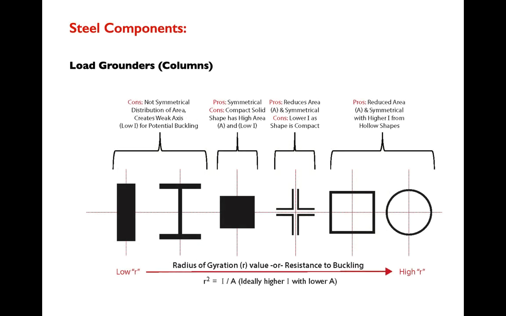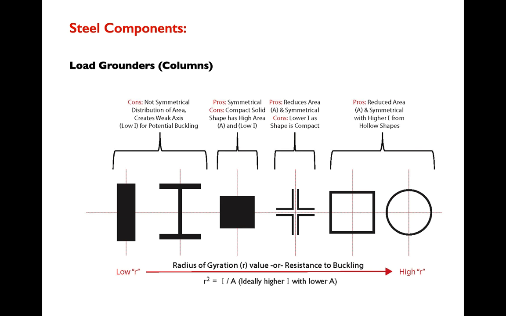When we use steel for load bearers or columns, we have a different family of shapes that we typically use. A deep, wide flange beam is going to be less efficient as a column because it will have one strong axis and one very weak axis. And if you remember from column theory, what we want is to eliminate any weak axis in a column shape. So the ideal shapes are over on the right.